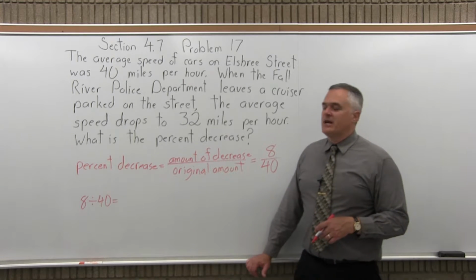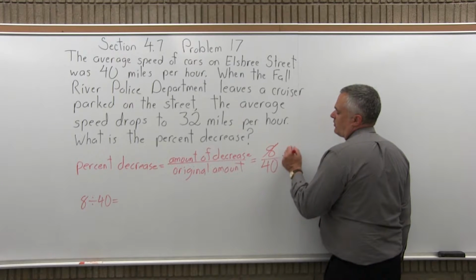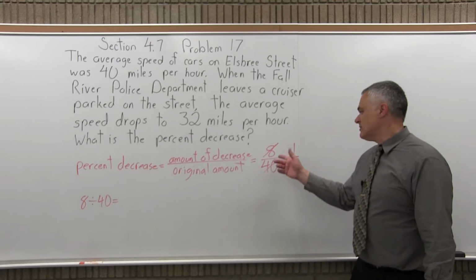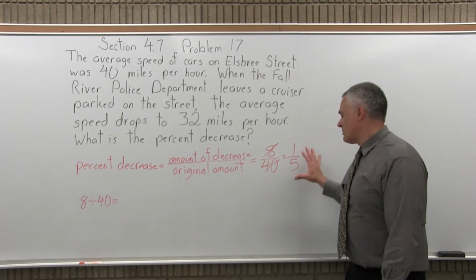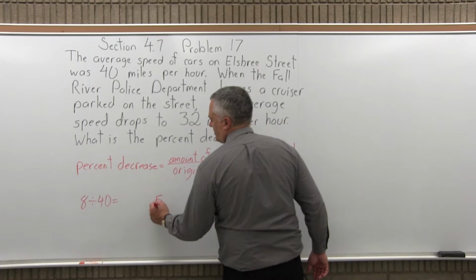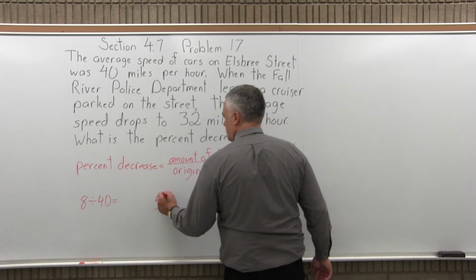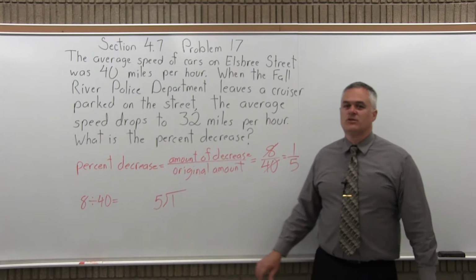If you can't use a calculator, then I would reduce first. 8 divides into 8 once, 8 divides into 40 5 times. That'll help. You could do 40 divided into 8 and you'll get the right answer, but smaller numbers will be easier. So if you cannot use a calculator, what you do is, let's see, 5 divides into 1. The denominator divides into the numerator.